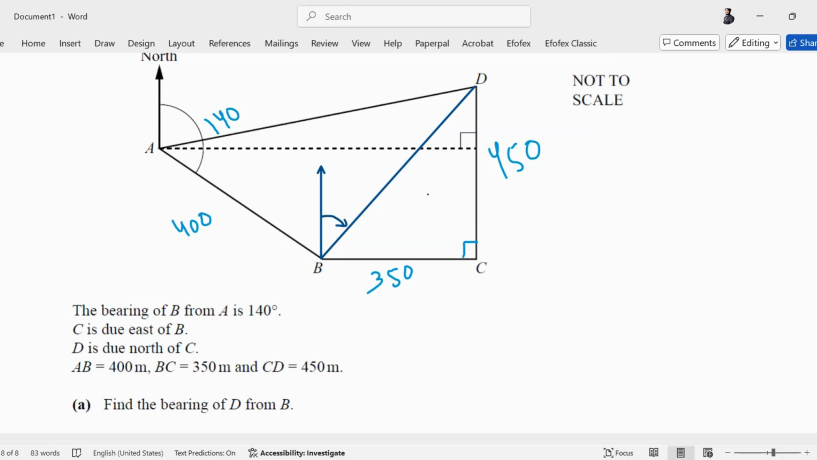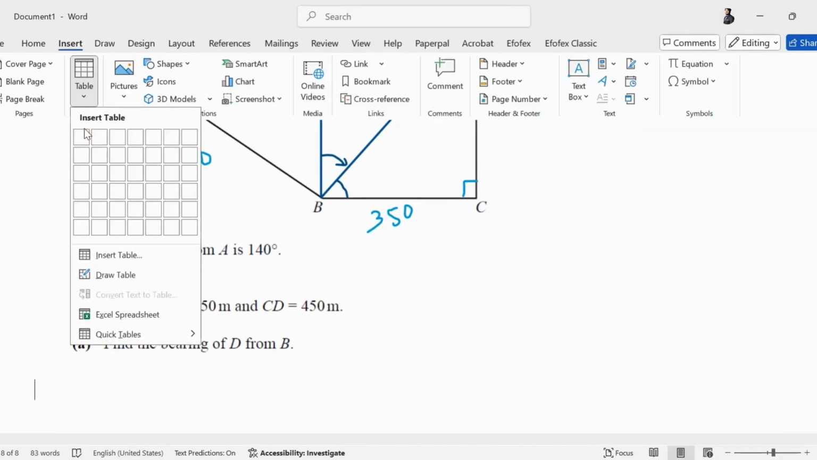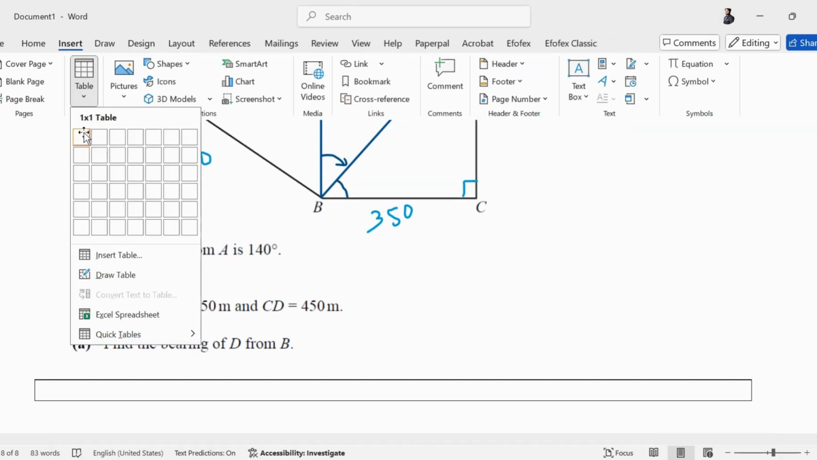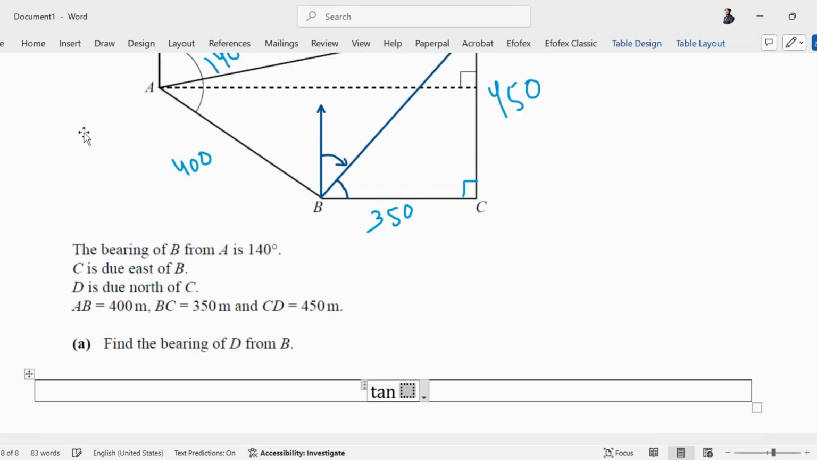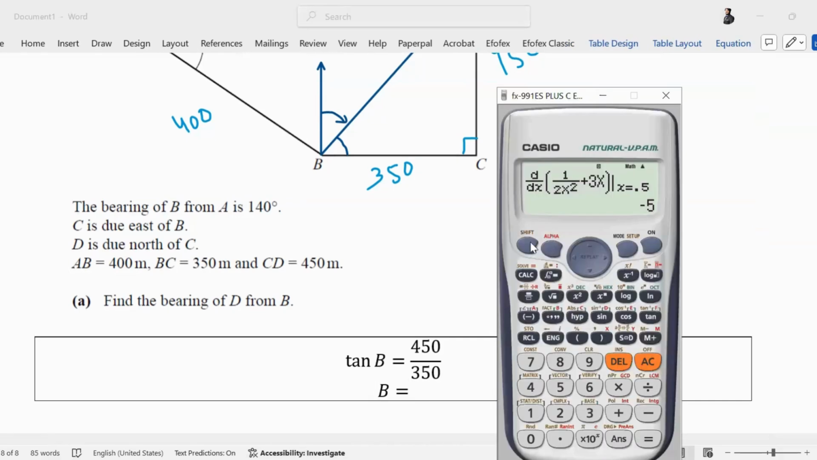So the first thing that I'll do, BCD is a right angle triangle. I can find this angle using tangent. I'll subtract this angle from 90. So right angle triangle, I'll write tan B, opposite is 450 upon adjacent is 350. So the angle B is tan inverse of 450 upon 350, which is 52.1 degrees.